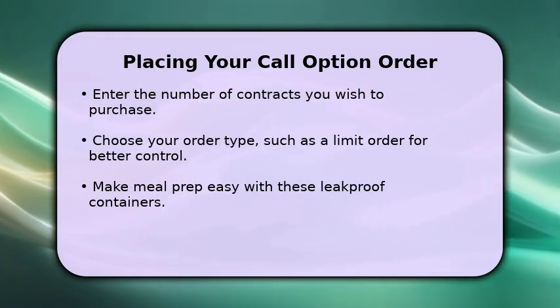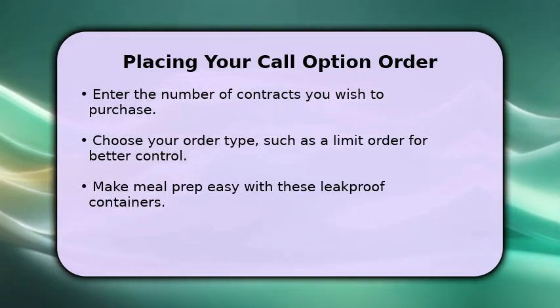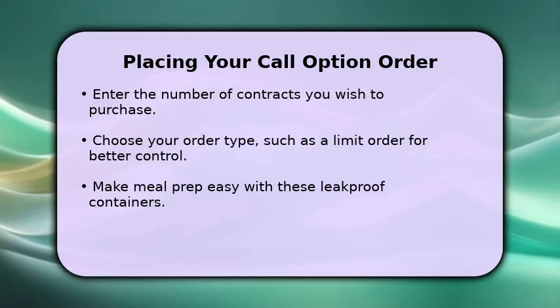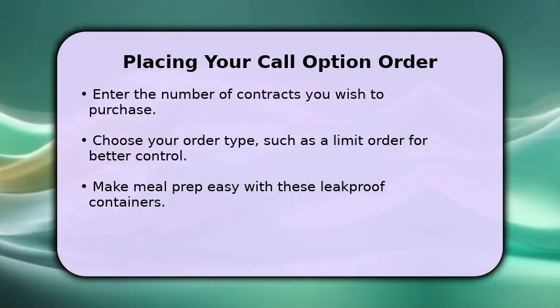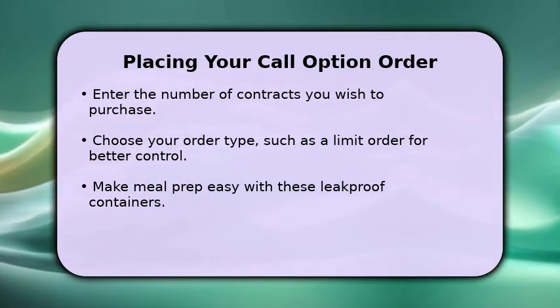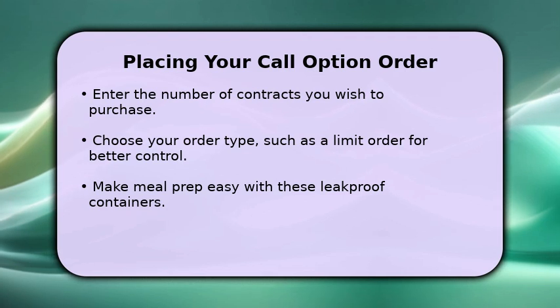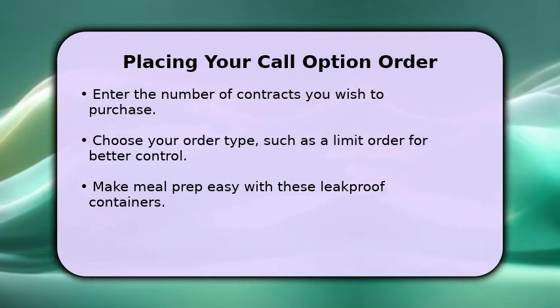Next, choose your order type. A limit order is often recommended for options to control your entry price. Finally, double-check all the details of your order, including the symbol, expiration, strike, and price, before clicking Place Order.